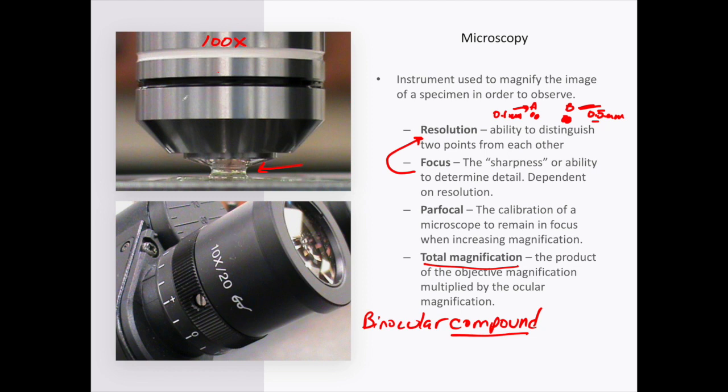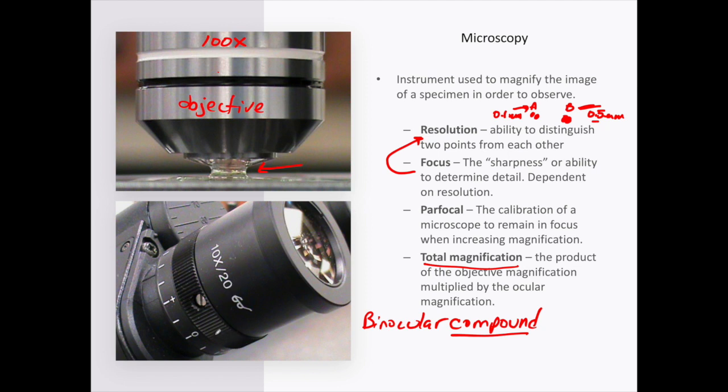So this is the objective. And the objective of the microscope is kind of the muscle. This is where we are able to adjust our magnification. We can go from 10x to 40x to 100x. So we have adjustable magnification with the objective.